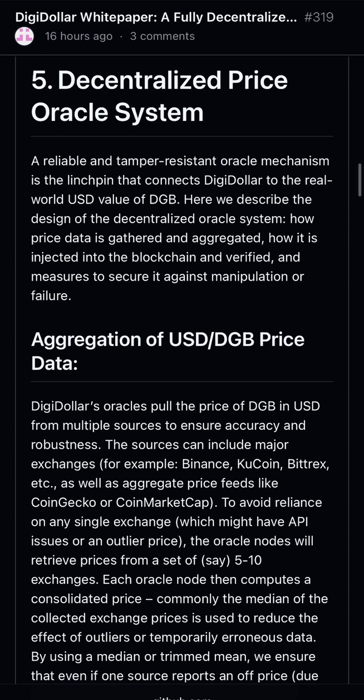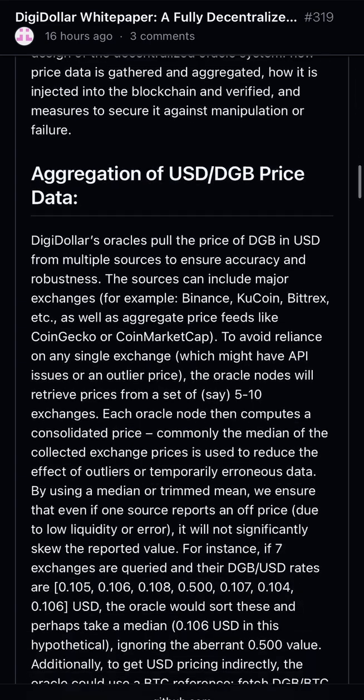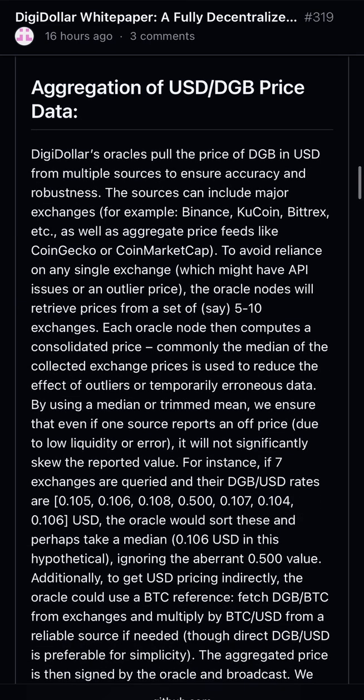5. Decentralized Price Oracle System. A reliable and tamper-resistant Oracle mechanism is the linchpin that connects DigiDollar to the real-world USD value of DGB. Here we describe the design of the decentralized Oracle system, how price data is gathered and aggregated, how it is injected into the blockchain and verified, and measures to secure it against manipulation or failure.